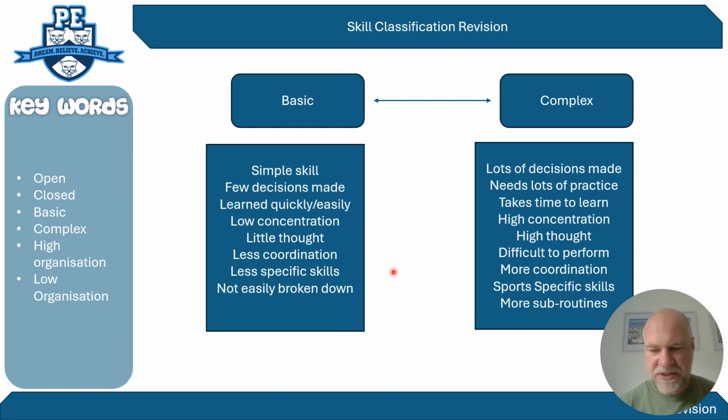It's less sport specific, so it's a generic skill that can be applied across multiple sports. And then we've got two sets of answers, and they're quite different to each other. They're opposites. So just remember one set and then think about the opposite for the other. A basic skill is a simple skill where you don't have to think about it very much. You learn it very quickly and easily. Little concentration is needed, little thought about the movement, and less coordination.